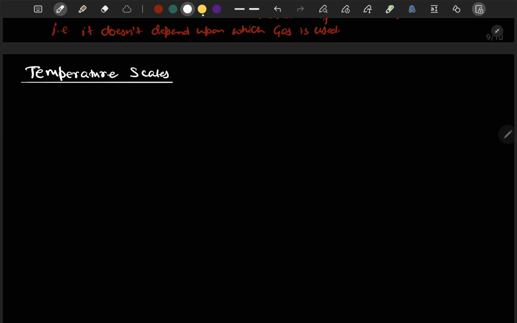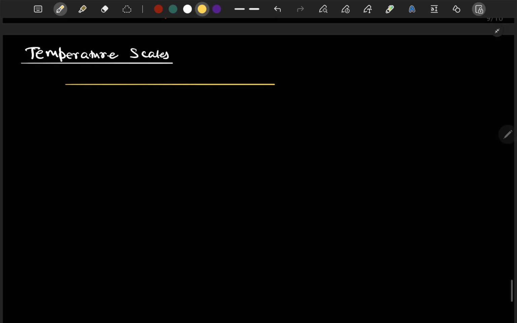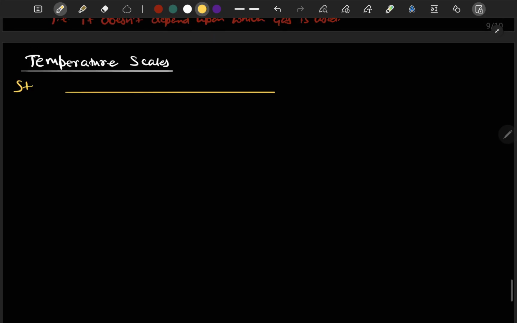Temperature scales. In general, there are three types of scale used in regular life. Let's start with these three first. Let's draw some reference points. This is the steam point, and let's say this is the ice point.